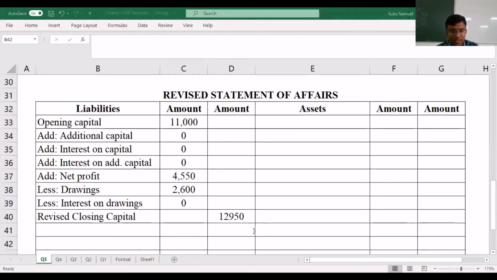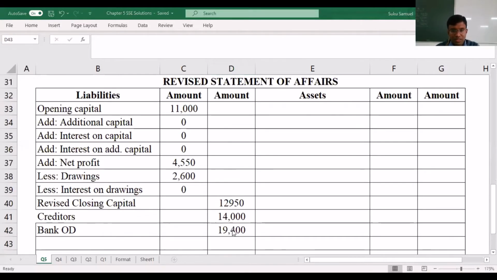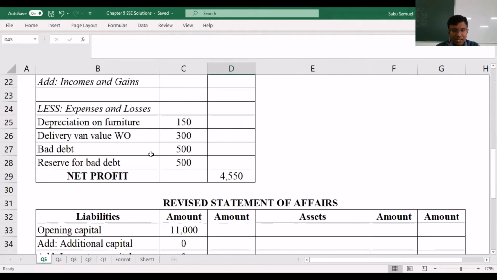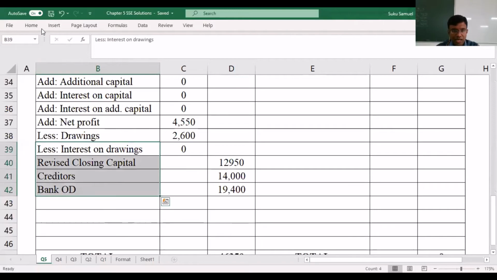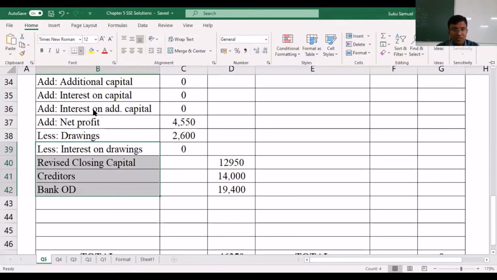Now let us consider the other items. The other items that we have are creditors. Creditors is 14,000. Then you have bank overdraft. The bank overdraft works out to be 19,400. So that has been considered. Then we do not have any other liabilities. Now let's move on to the asset side. We still have to factor the adjustments, but I would be doing that eventually in some time.